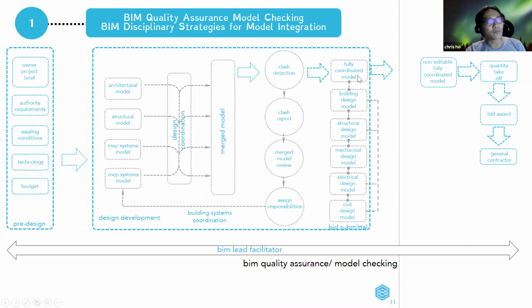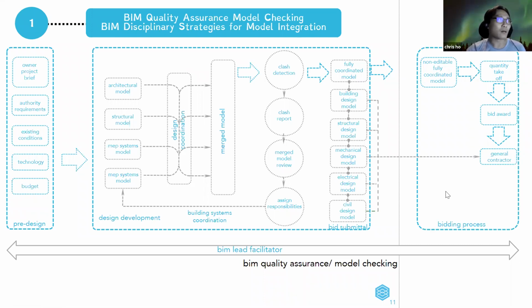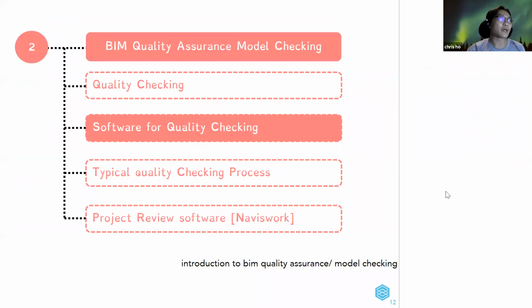You combine it as a fully coordinated model, and then you go into a non-editable fully coordinated model, and you start to do your quantity takeoff. You go for your tender, you bid and award, and the contractor will start to build based on a fully coordinated model. So this is the whole, I would say, utopian idea of having a quality check for your model. This is the ideal process that we wish to have as a practice. We try to practice this in school, and we also try to practice this in the industry as well.